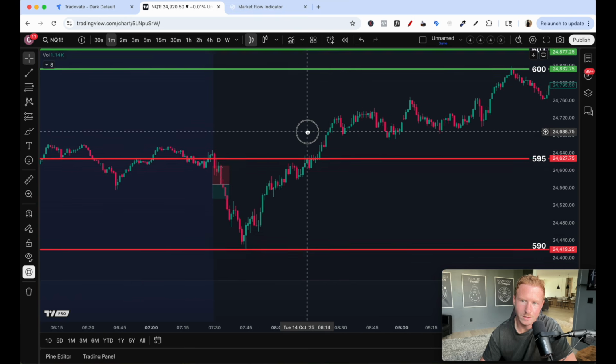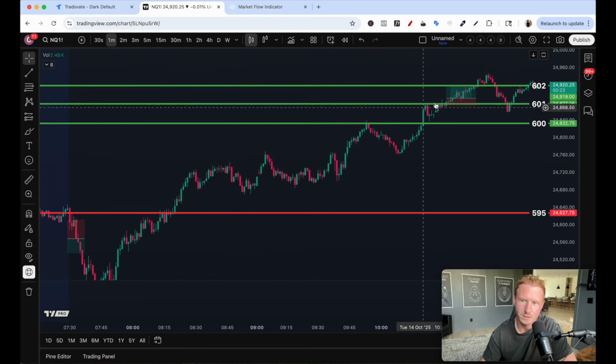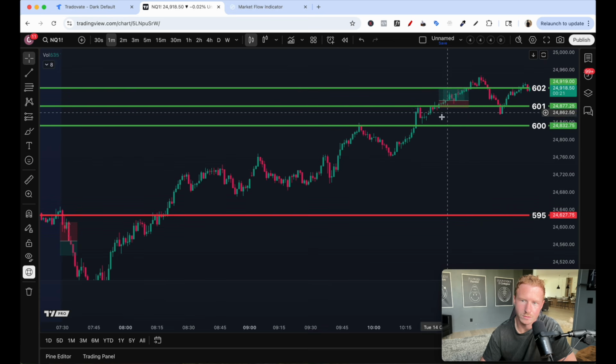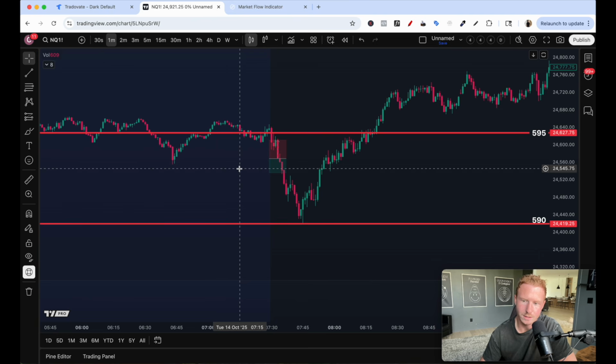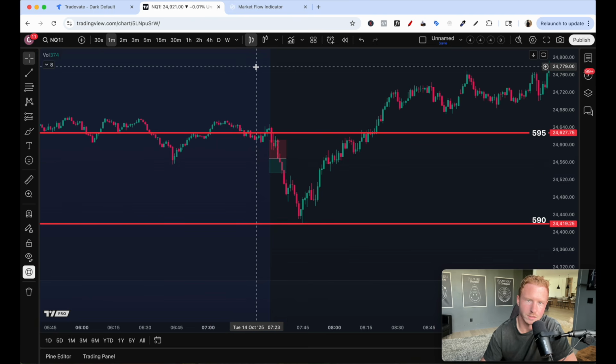Okay, so we're going to talk about the second trade I took. It was way up here as a long position from 601 to 602. But first, I want to go over the short trade, right? Because again, this is one of my highest win rate setups. I was actually looking at it.